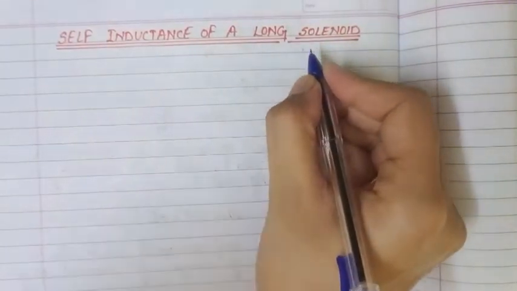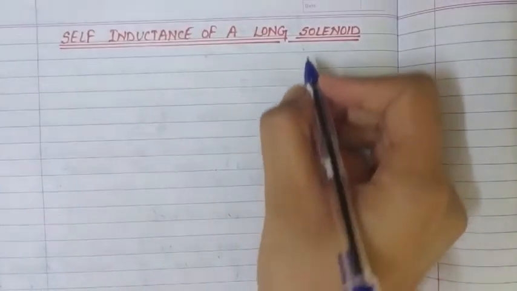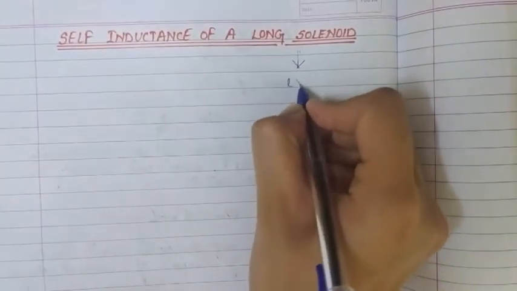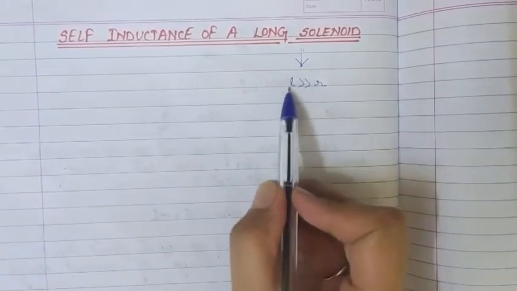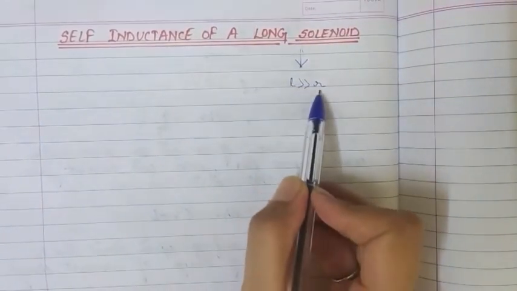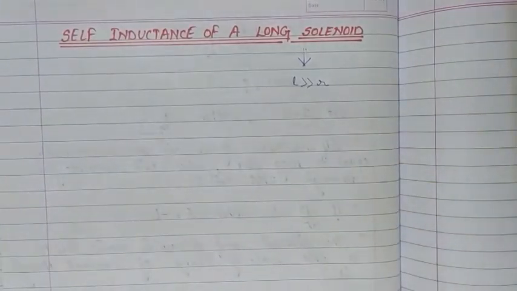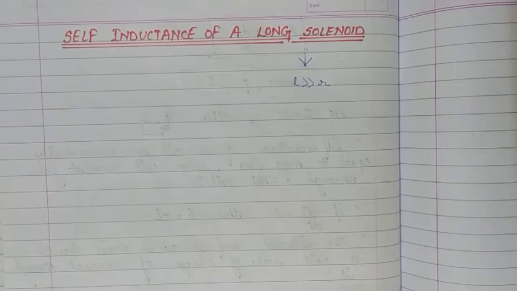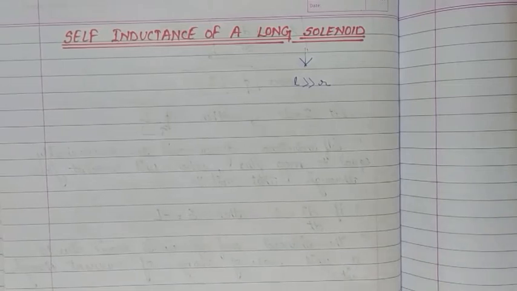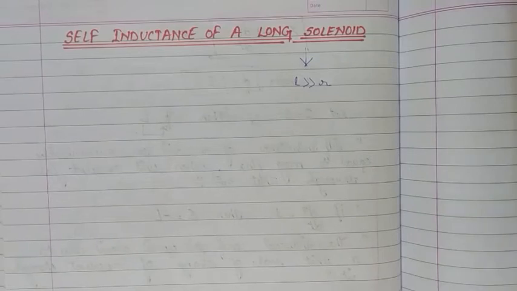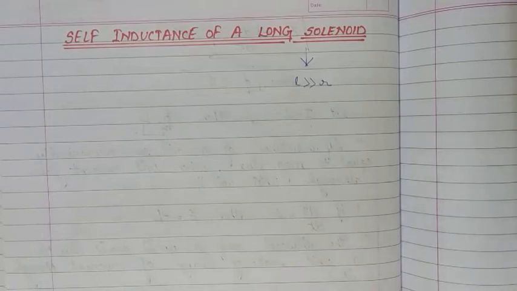And by long solenoid, we mean a solenoid which has length much greater than its radius, meaning the order of its length is larger as compared to its radius. For such a long solenoid, we are going to find self inductance, as well as check the factors on which the self inductance of a coil depends. So there are two things: first, expression for self inductance of a long solenoid, and second, factors on which the self inductance of a coil depends.